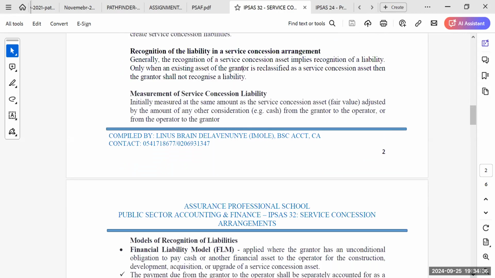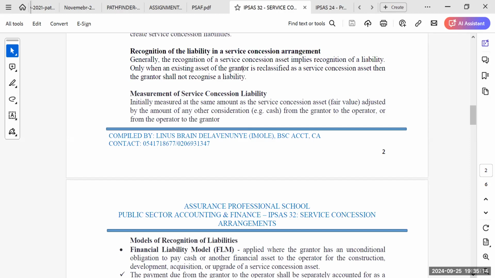Measurement of a concession liability. Initially measured at the amount as a service concession, which is a fair value adjusted by any other consideration. Example, cash from the grantor to the operator or from the operator to the grantor. So the liability that we are having, sometimes the grantor will be paying some amount of money to the individual. So what will happen? That is the portion that we have done now. You can see the liability was 100 million, but the government will be paying 20 million out of it. Whenever the money is being paid, then the government will now go and reduce the liability.